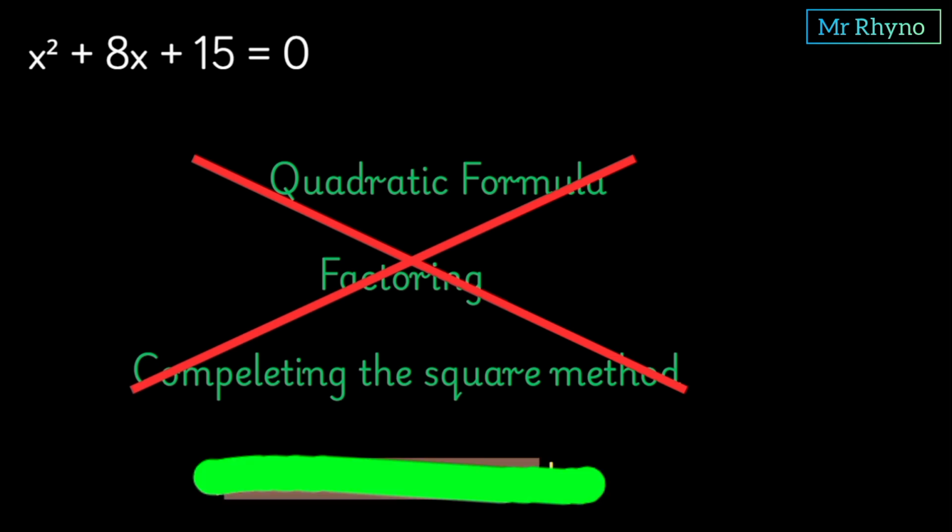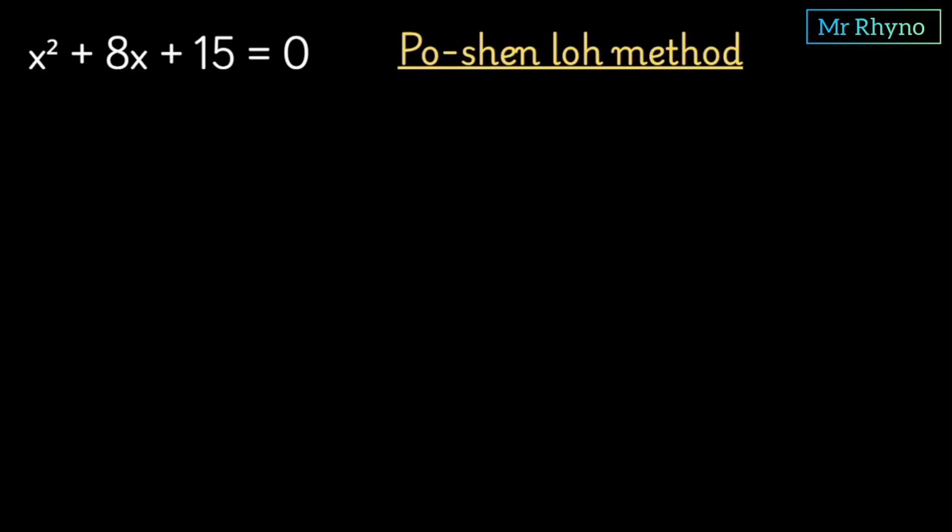Wow! What is this method called? This is called the Po-Shen Loh Method. And it's fun. Look at this. The first thing, we need the value of A, B, and C. Our A is 1, our B is 8, and lastly, our C is 15. Yes? That is the first step.